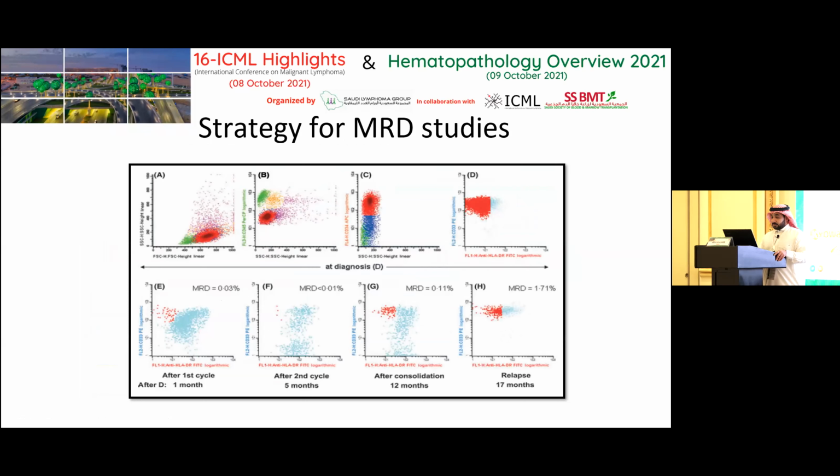The detected level of MRD is 0.03, and after 5 months of cycles, they again do an MRD and detect less than 0.01%. But 12 months after consolidation, you can see the minimal residual disease was positive in this case, with a percentage of 0.1%, and in the relapse after 17 months, the MRD with the same immunophenotype is 1.7%.